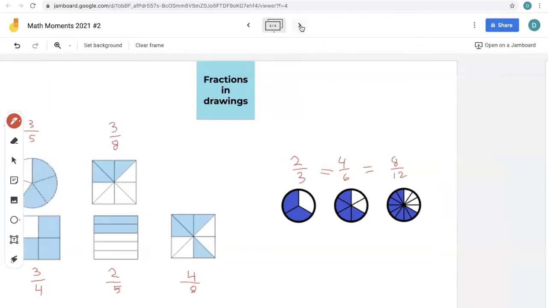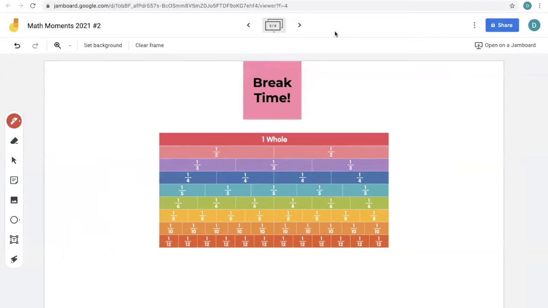So with that, we're going to go into a break. And this drawing here is just a representation of one whole and then different ways to break it up. So kind of what I did with that number line, but in a more colorful and cool way. So after the break, we'll go on to decimals.